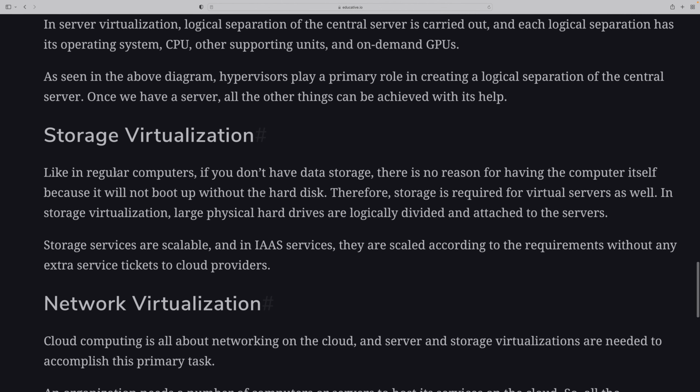Storage virtualization. Like a regular computer, if you don't have data storage, there is no reason to have a computer itself because it will not boot up without any hard disk. Therefore, storage is required for a virtual server as well. In storage virtualization, large physical hard drives are logically divided and attached to the server. Storage services are scalable. In IaaS, they are scaled according to requirement without any extra service triggers from the cloud provider. So storage virtualization is storage division.